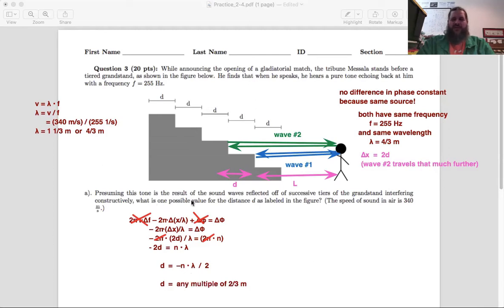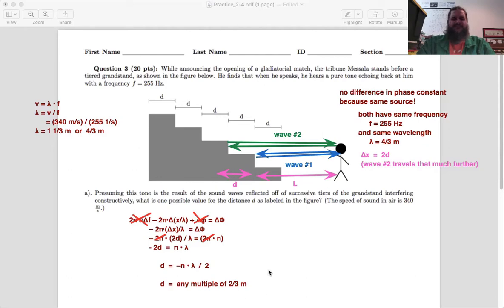Since this is just asking for one possible value, I think I would just use 1 times 2/3, because any multiple will work. Simplest one would just be 2/3 of a meter. And that sounds like probably a more realistic distance for a step anyway. You probably wouldn't expect the steps to be like 200 thirds of a meter apart. Any other questions on that?